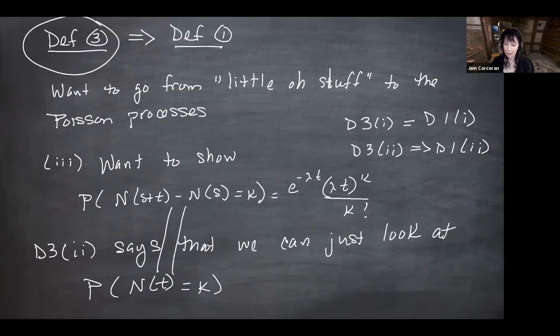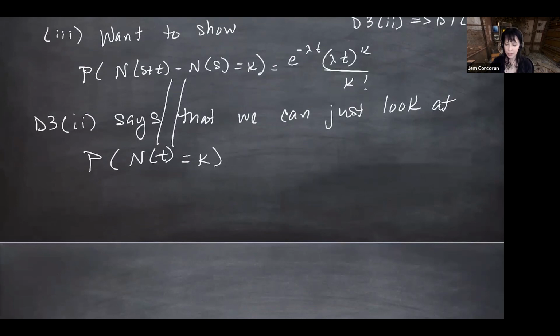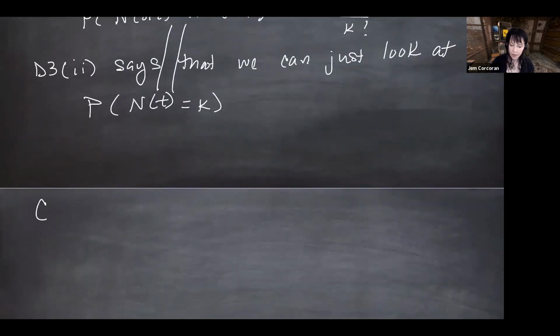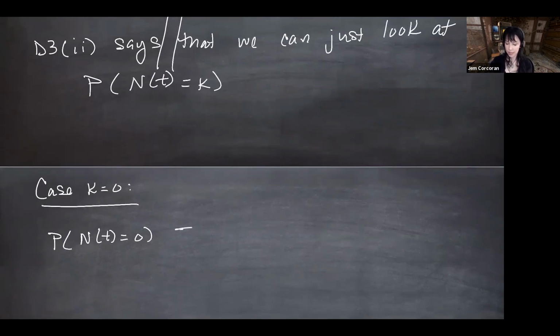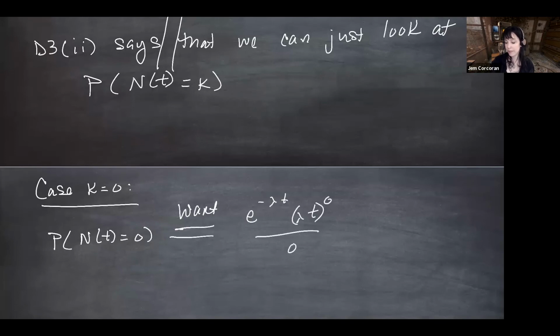What are we going to do to get a Poisson process out of this? I'm going to start with the case where k is 0. The probability that the number of arrivals by some fixed time t is 0, I want this to be e to the minus lambda t, and that's it, because the rest of it goes away.